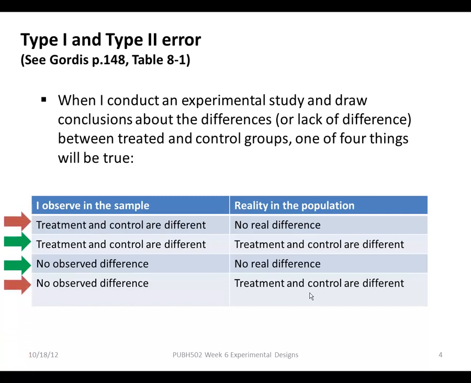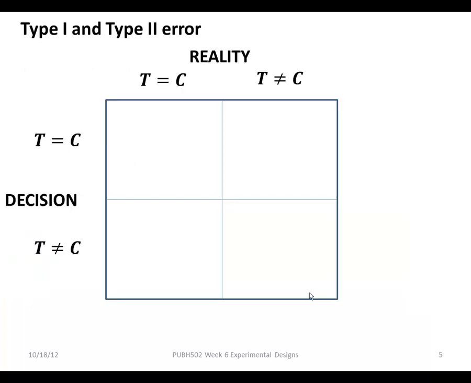And we can actually organize those scenarios into a good old 2x2 table, again mirroring the Gordis table, where I've got the decision that I'm making from my study here, and the reality that I can never really observe here. And here T is treatment, and C is control. So in the 2 diagonals, I'm correct. Treatments and controls are actually the same. Treatment and controls are actually different.